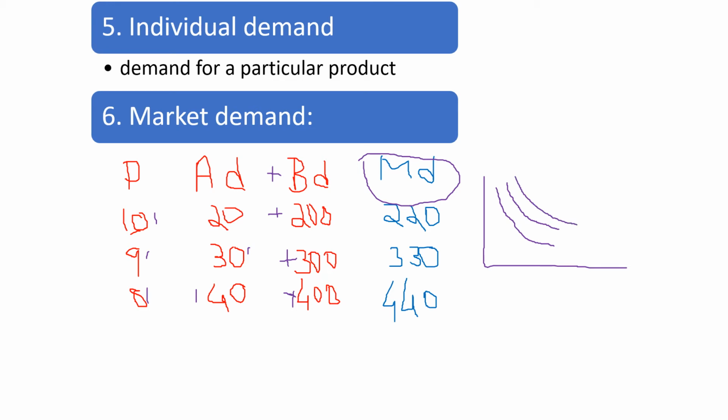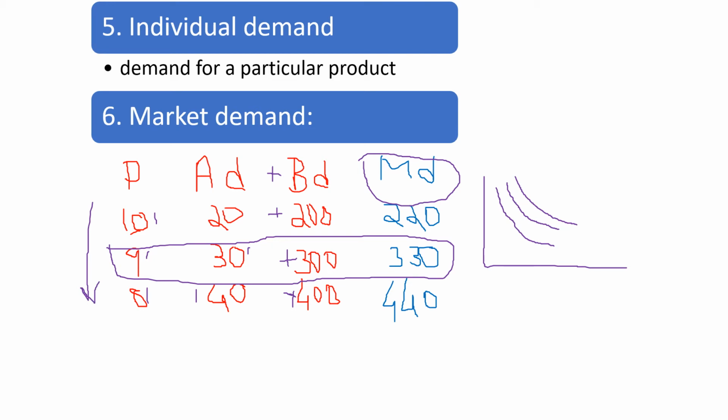So now what is happening? There are 3 demand curves. And one more thing guys, if you look at this, we are making a horizontal summation. Vertical means like this. This is known as vertical. This is known as horizontal. So here we are making horizontal summation, not vertical.